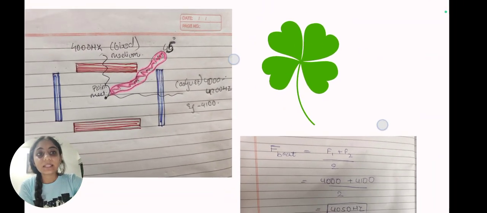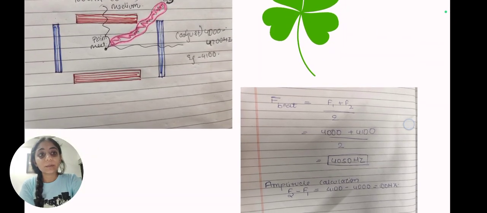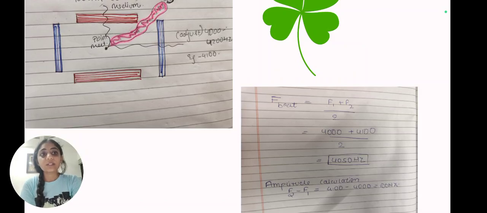Now we will see how we can calculate the beat frequency. So there is a formula, f1 plus f2 divided by 2. So 4000 plus 4100 hertz divided by 2. So we are getting 4050 hertz.